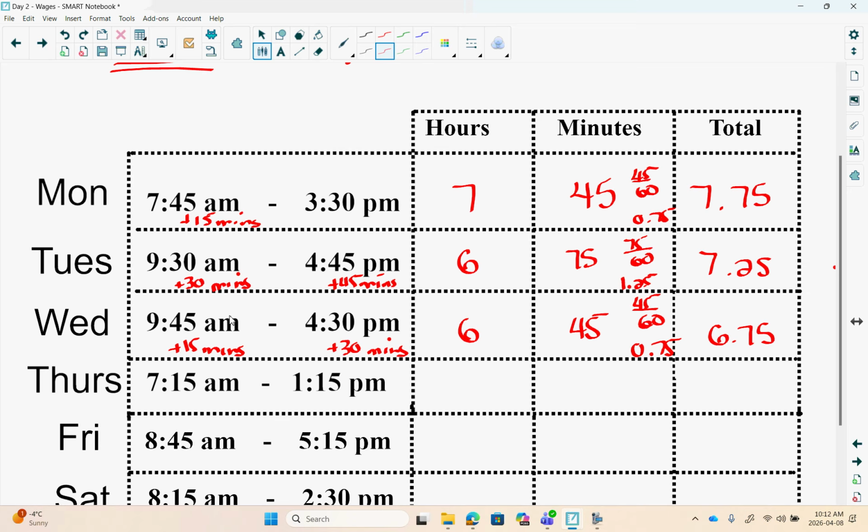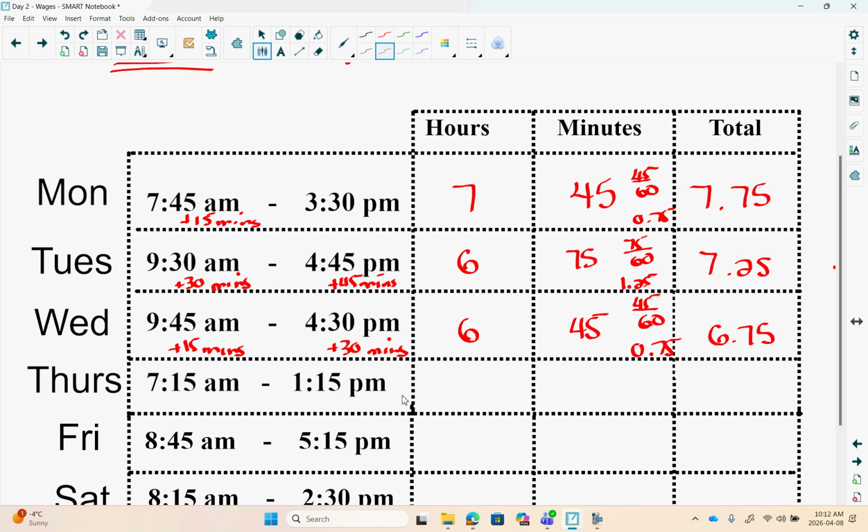You could just use your fingers. 9:45 to 10:45, 1 hour. 11:45, 12:45, 1:45, 2:45, 3:45, 4:45. That'd be 7 full hours. But I actually didn't work to 4:45. I only worked to 4:30. So I'd have to subtract 15 minutes. So that would take me from a full hour. So I'm down to 6 full hours and 45 minutes.